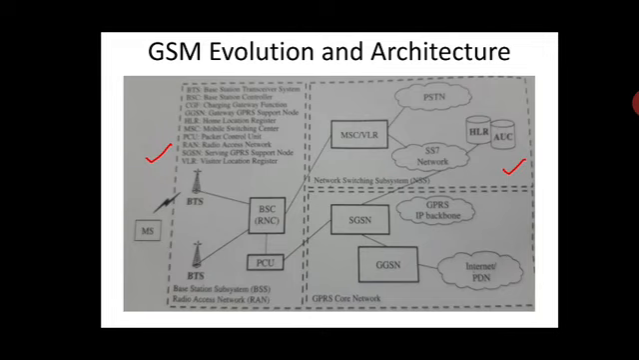I hope you can see in the architecture that it is divided into two parts. The very first part is marked in red here. We call it the baseband. And the second one, we call it the NSS, the network switching system.